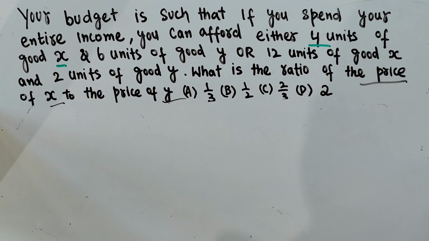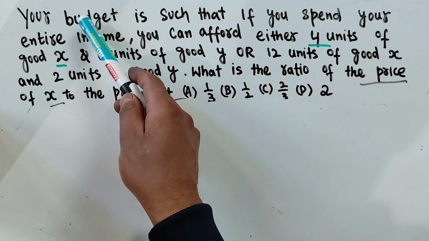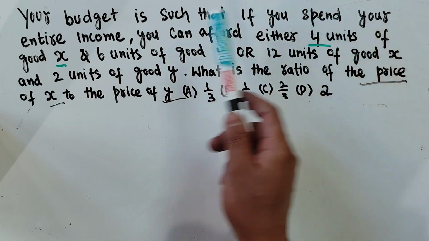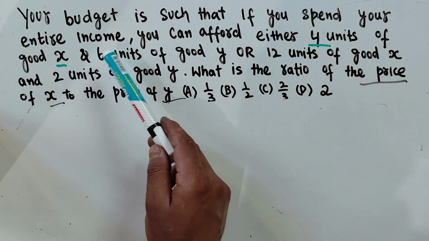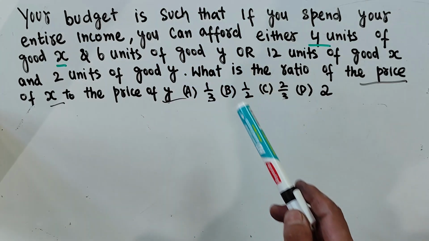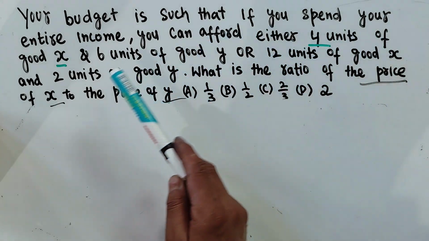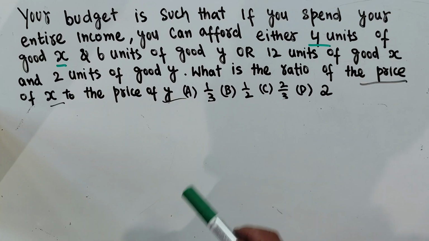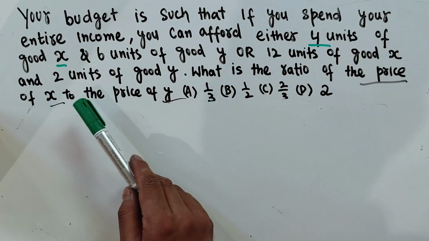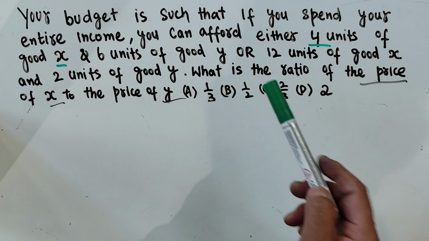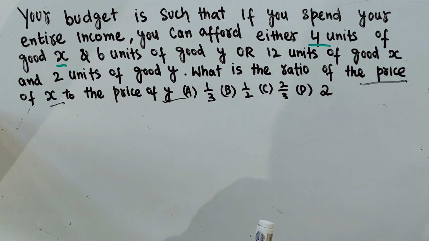Let us solve a question on price ratio. The question is, your budget is such that if you spend your entire income, you can afford either 4 units of good X and 6 units of good Y, or 12 units of good X and 2 units of good Y. We have to find out the ratio of the price of good X to the price of good Y. Options are being given. We need to find out the correct option.